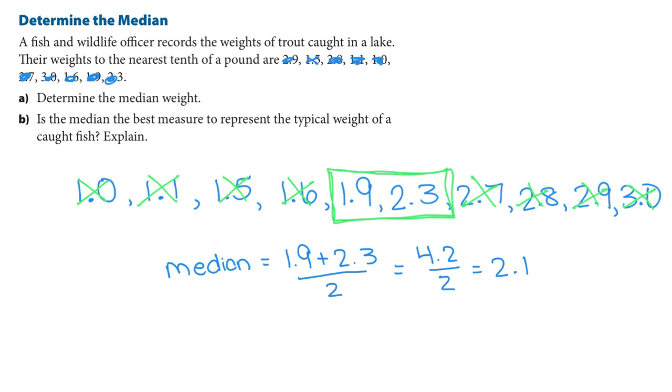The B part says, is the median the best measure to represent the typical weight of caught fish? This one is a really good example because half of the fish caught are below 2.1 and half of the fish caught are above 2.1. So it's good to say that 2.1 is a good middle ground for the weight of fish.